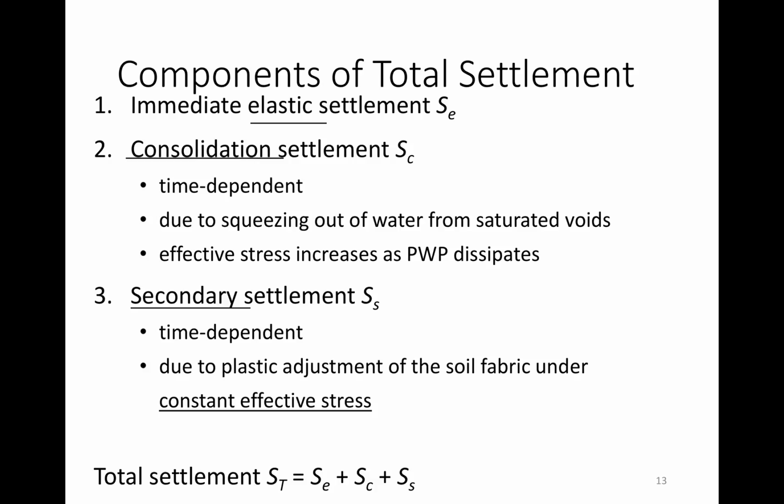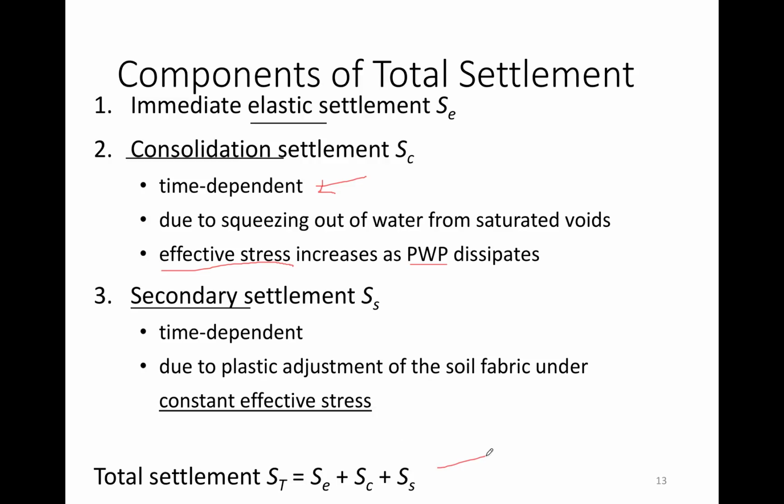The components of the total settlement are the immediate elastic settlement, which happens immediately when you add the load. Then the consolidation settlement, which is time dependent, so it depends on how long it's going to take. As the water is removed from the saturated voids, there's an effective stress change, and that's increasing the pore water pressure. PWP is pore water pressure. There's also another component called secondary settlement, which is also time dependent, and this is due to the plastic adjustment of the soil fabric under a constant effective stress.